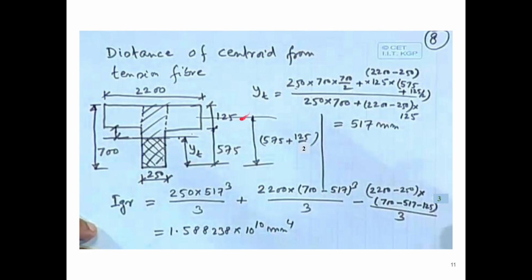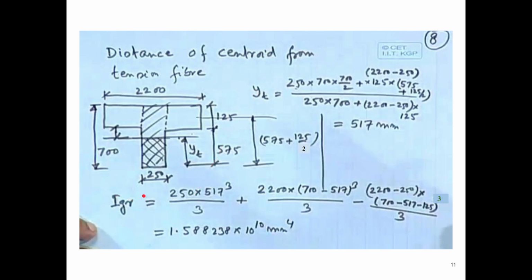Now we shall calculate the distance of centroid from tension fiber. For this, the Y2 value will be 250 into 700 into 700 by 2 plus 2200 minus 250 into 125 into 575 plus half of 125, divided by the whole area, that is 250 into 700 plus 2200 minus 250 into 125. Using this, we get the distance of centroid from tension fiber, which comes to be 517 millimeters. So this is the Y2 value.